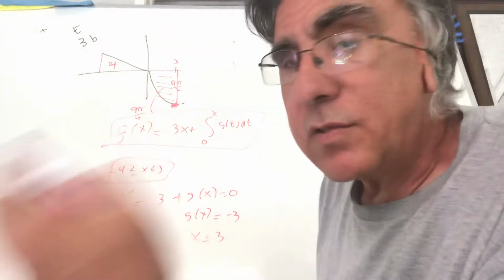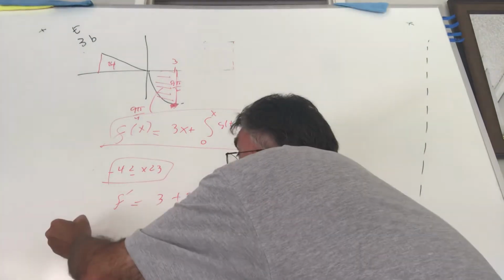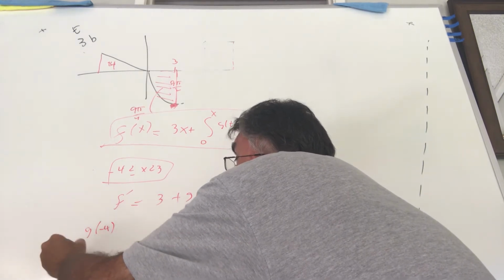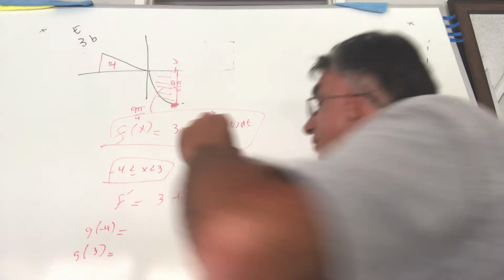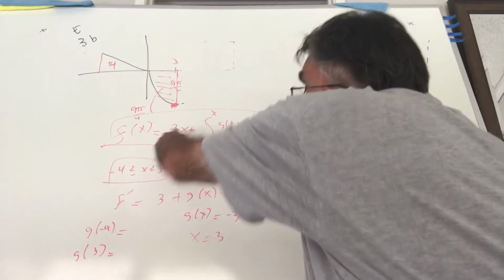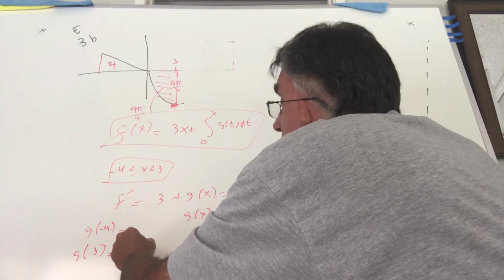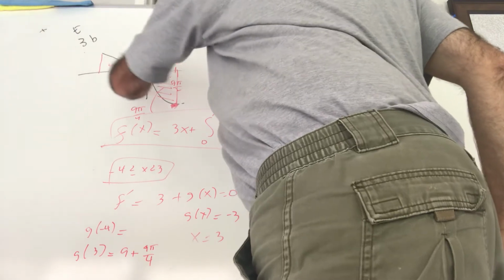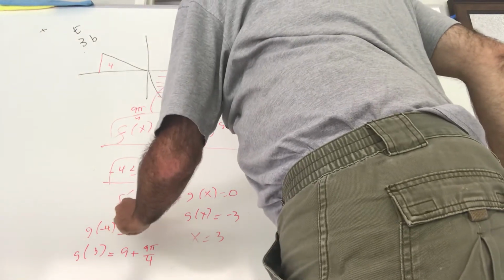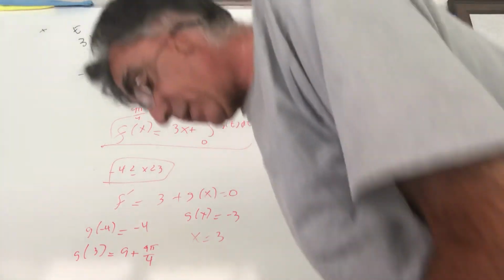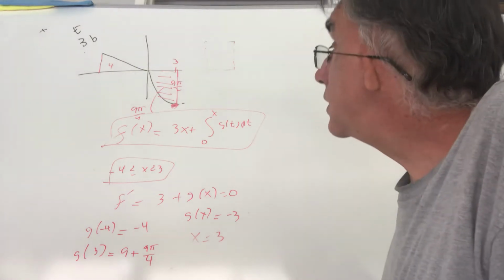And why are there no critical numbers? Because the function is always going down. So anyway, that means I've got to check g of negative 4, and I've got to check g of 3. If I put 3 in there, I get 9 plus, what did I say that was? 9 pi over 4? And then if I put negative 4, now be careful with the negative 4. If I go from 0 to negative 4, that's backwards, so that's actually going to change that to a negative 4.